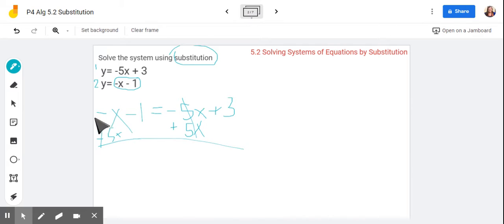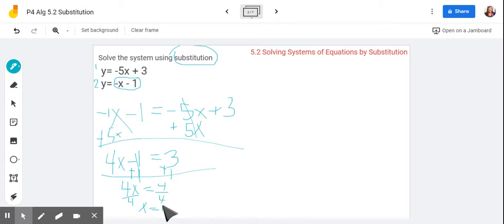So these 5x's cancel. Negative 1 plus 5 gives me 4x minus 1 equals 3. Then I'm going to move my 1 to the other side using addition to have my new equation of 4x equals 4. Then I'm going to divide by 4 to get the x by itself, and I get x equals 1.